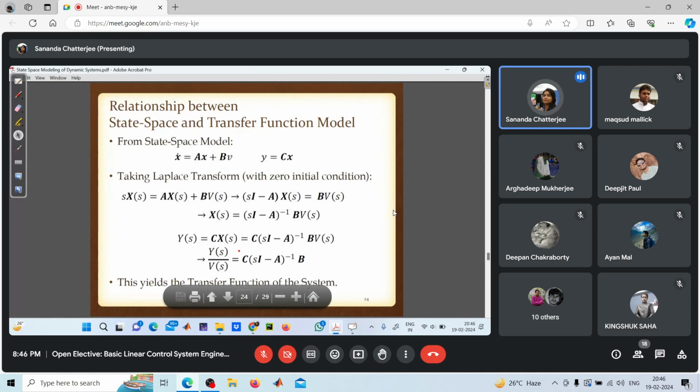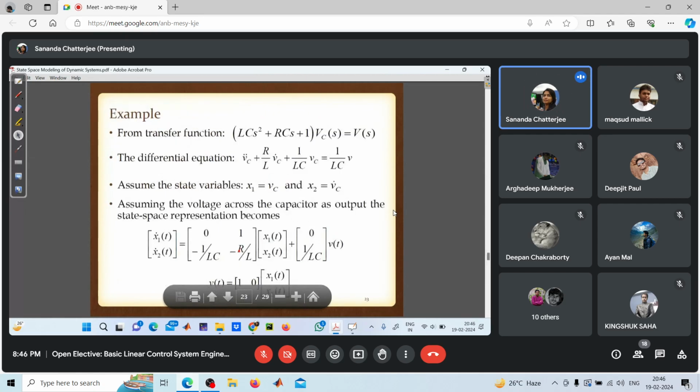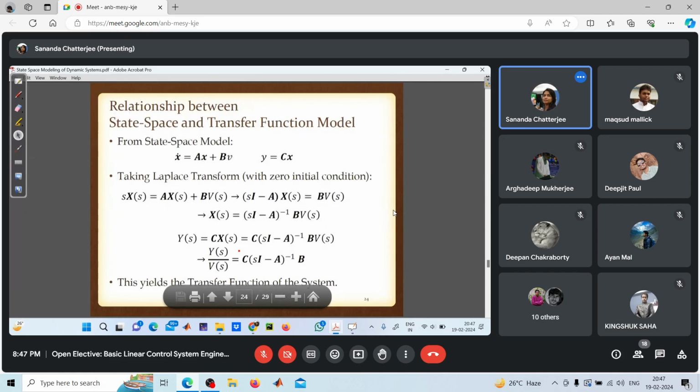One thing you have to keep in mind is that the state space representation is not unique, but it should map to the same transfer function model. The transfer function model is unique. Therefore, all the state space representations that you get for a system will map to the same transfer function model. Let us see how we can get the relationship between the transfer function model and the state space model.